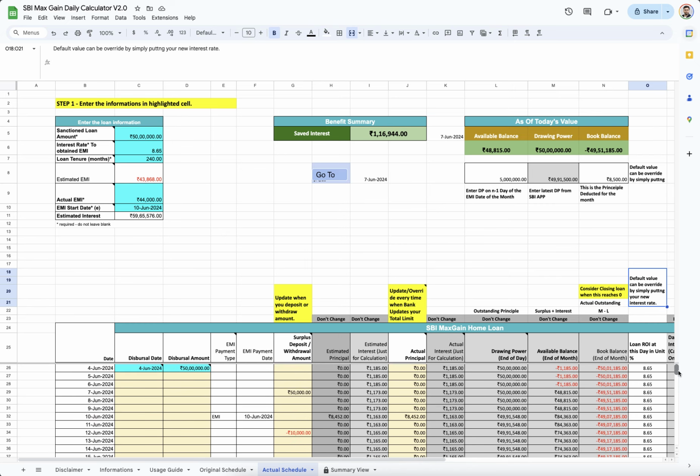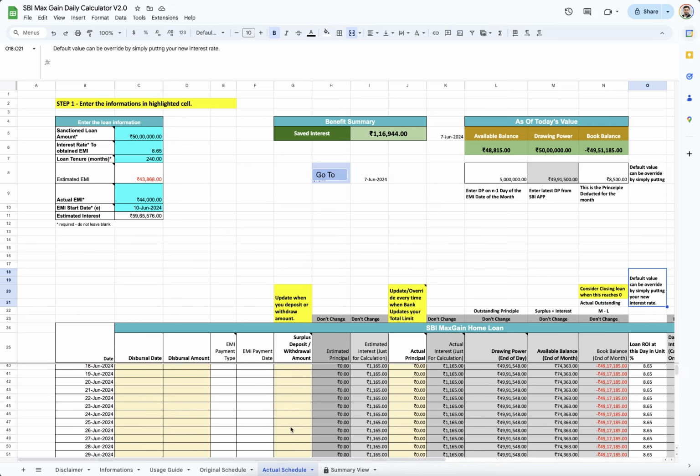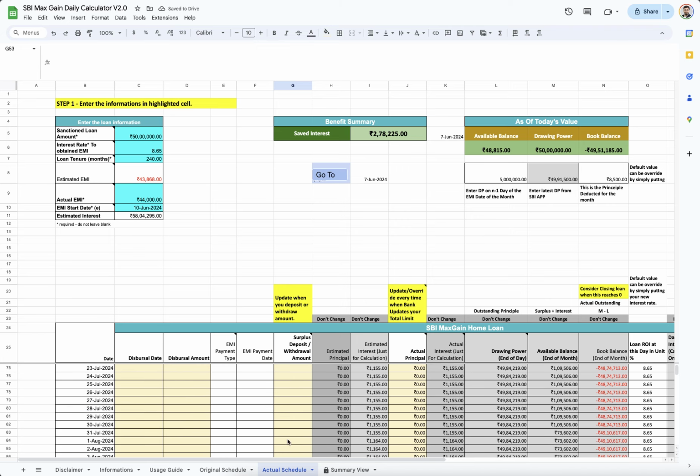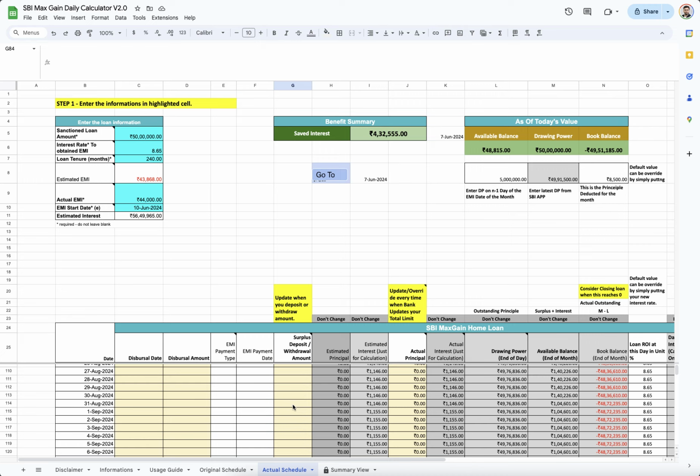If this is the initial period of your loan, and you are getting salary at the end of the month, if you make a habit of putting some money in at the end of every month, you will be able to save a very good chunk of amount here. Even if you do it for very few months, we are able to see a larger difference here, right?